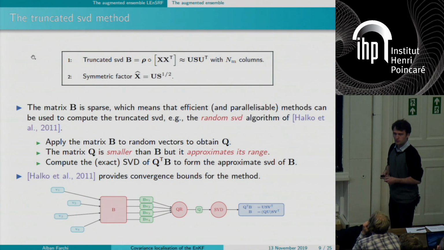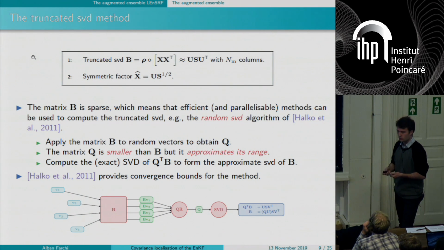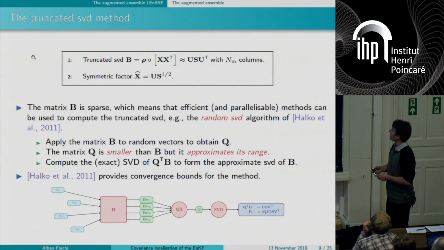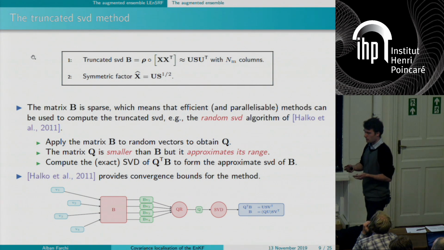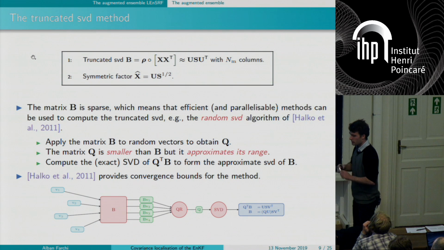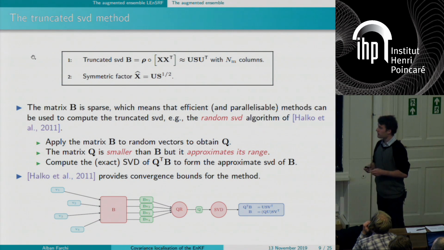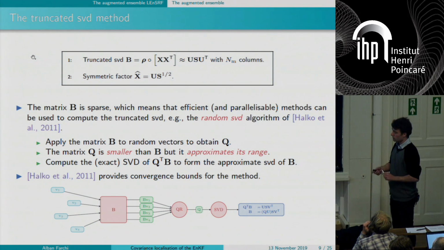And for example, in our numerical illustrations, we will use a random SVD algorithm derived by Halko, and for which we already had some presentation. But the principle of the random SVD is quite simple. You just apply the B matrix to random vectors in order to find the dominant singular values and singular vectors.